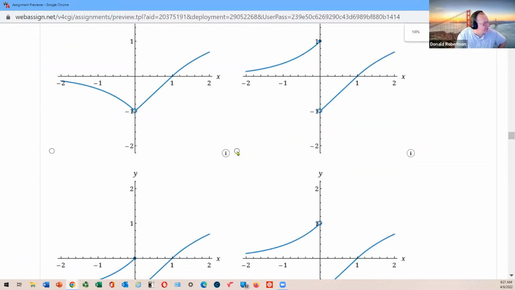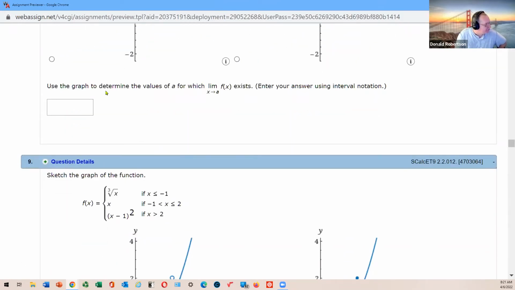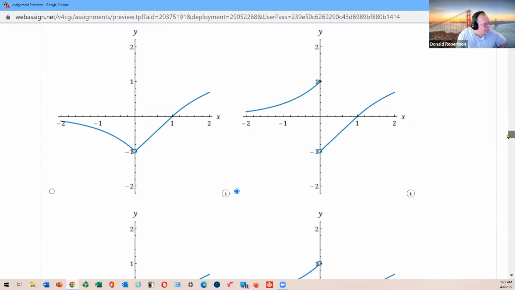And let's just say for argument, because I don't want to give the show away, let's say it's that one, just for argument's sake. You would click on the picture. That's all you would do. That's your homework. And then it says use the graph, hopefully the correct one, to determine the values of A where x tends to A exists. If you look at this function here, would you agree that the overall limit exists everywhere except at 0?